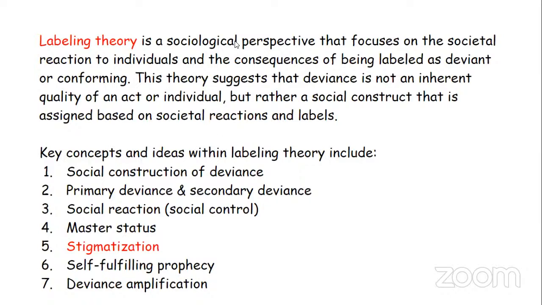So labeling theory is a sociological perspective that focuses on the societal reaction to individuals and the consequences of being labeled as deviant or conforming. Okay, so our society tends to label people as people having deviant behavior or conforming behavior. So labeling theory focuses on the consequences of this labeling of people. Okay, how would people react, or what is the after effect of labeling people like this?